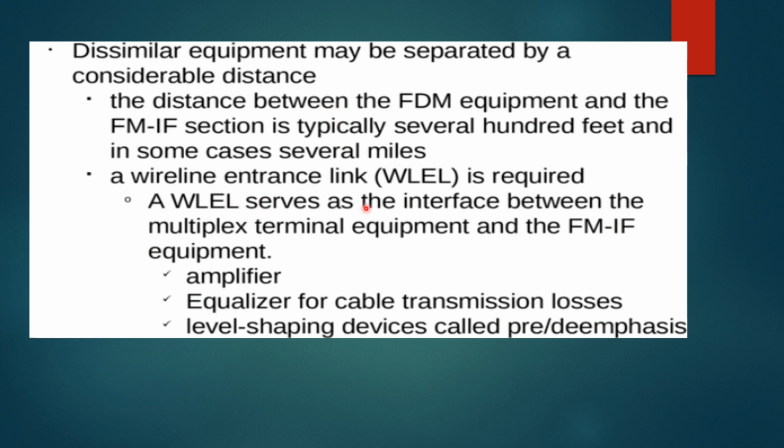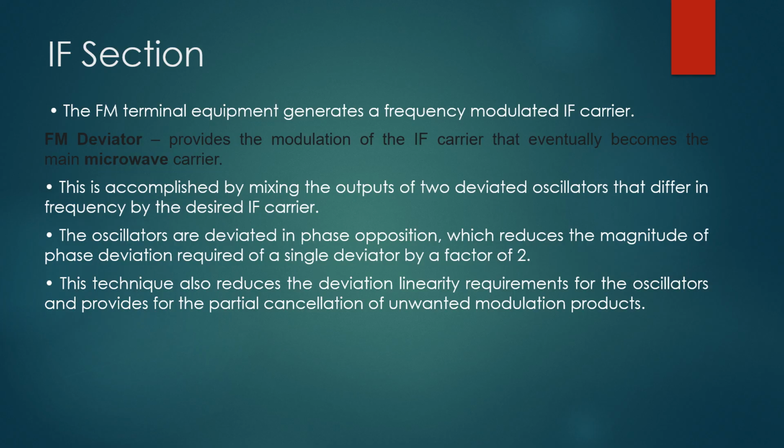Now the wireline entrance link basically serves as an interface between the multiplex equipment and the FM IF equipment. In the wireline entrance link, we can have amplifiers, equalizers, or even level shaping devices like pre-emphasis and de-emphasis. Now the next one is the IF section.